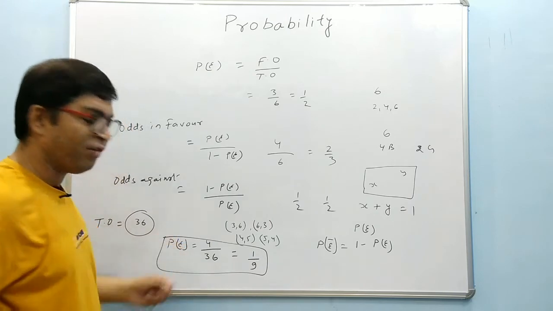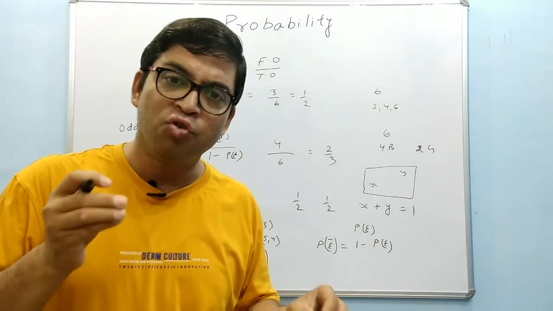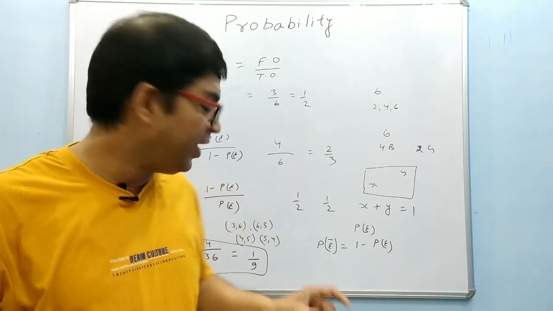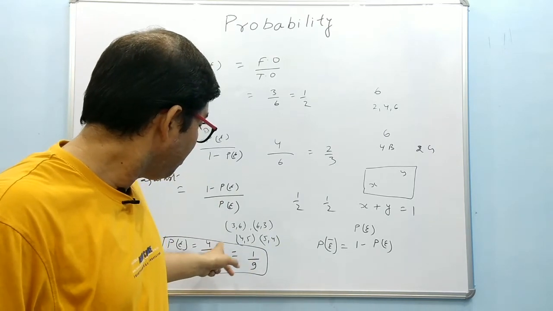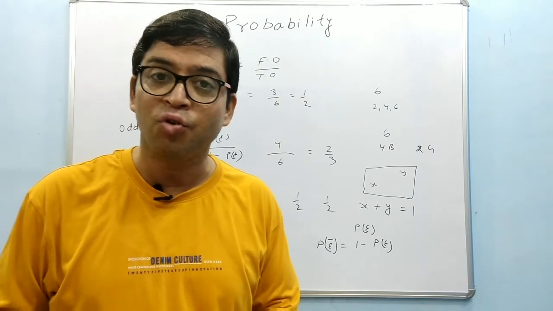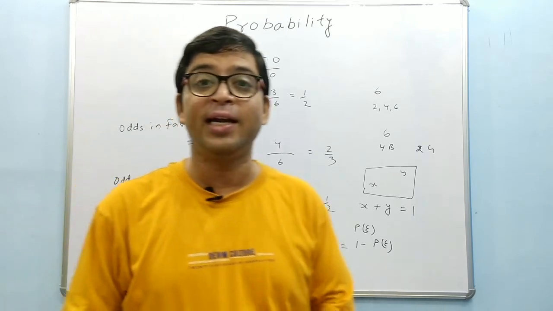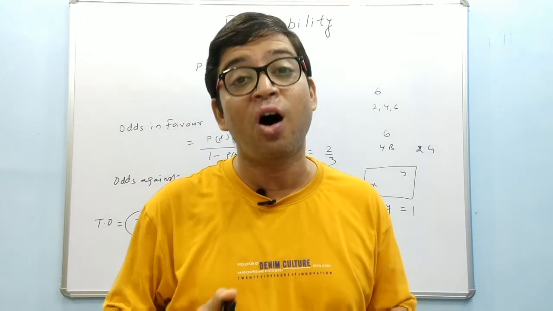So the basic definition we will be following to find the probability of any event is favorable outcome by total outcome. Hope you are understanding the basic definition of probability.